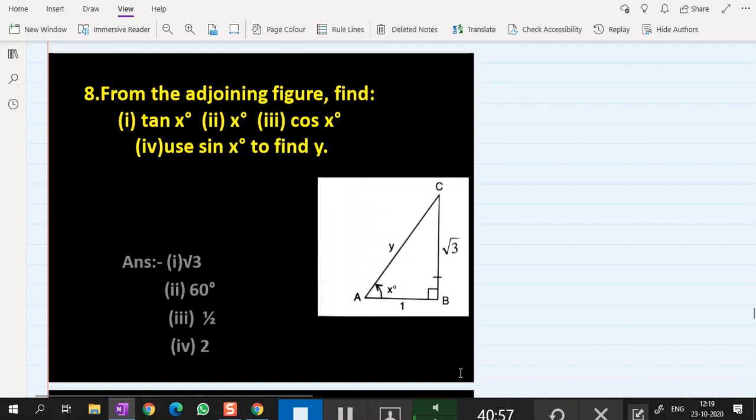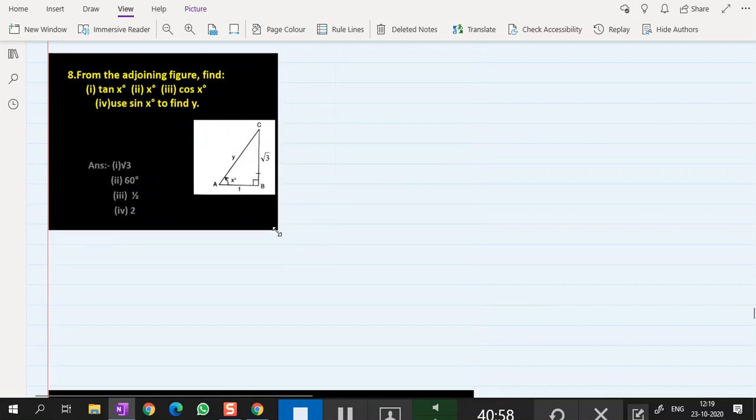Let's look at the next question. From the adjoining figure, find tan x, cos x, and use sin x to find y. Wow. So we cannot find y by Pythagoras theorem because they have clearly mentioned use sin x to find y. That's not a problem. So let's first find tan x.